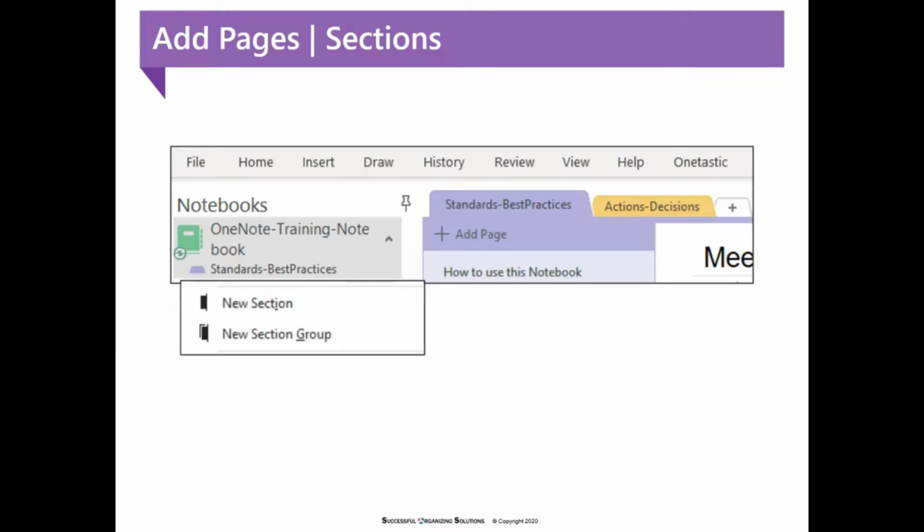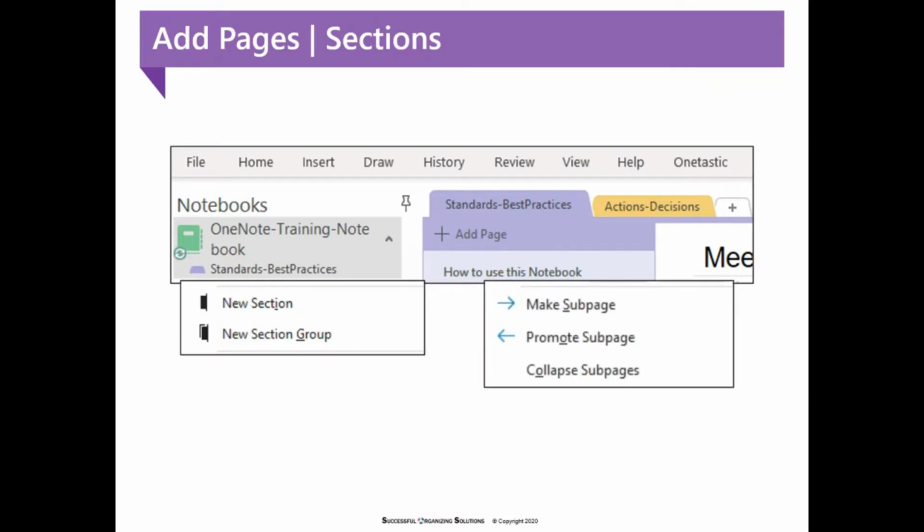You also can add a new section by right-clicking on an existing section. It pops up a drop-down menu, and you can see there's Add a New Section or Add a New Section group there. It's also pretty easy to make subpages.